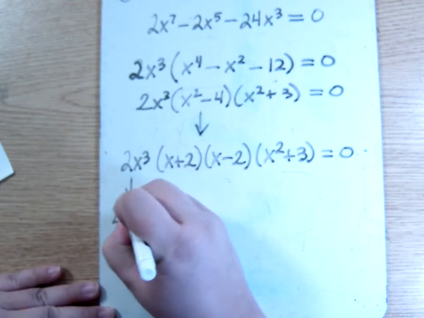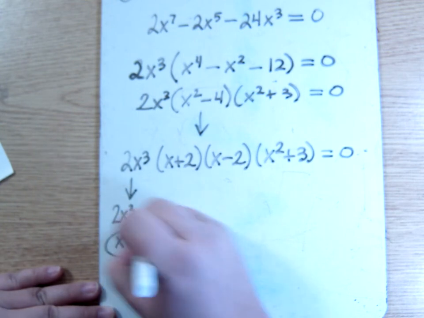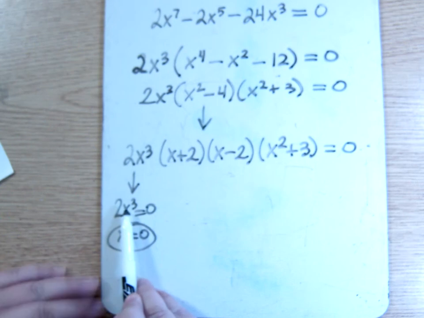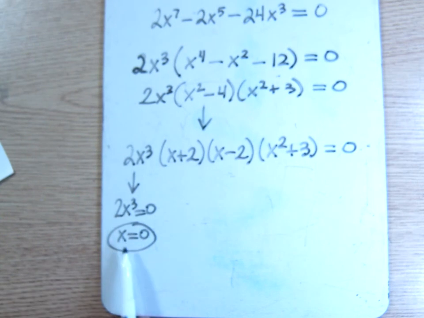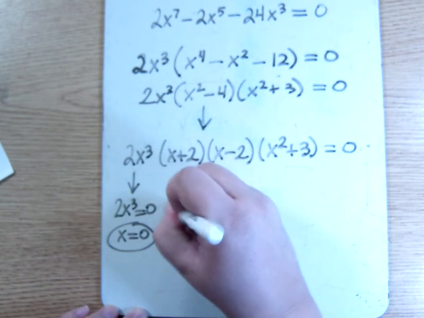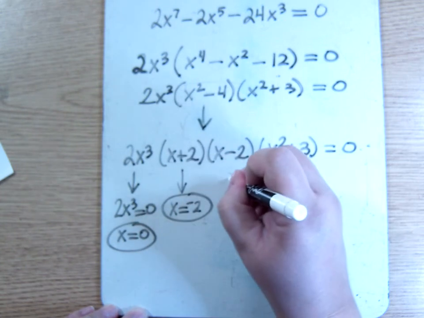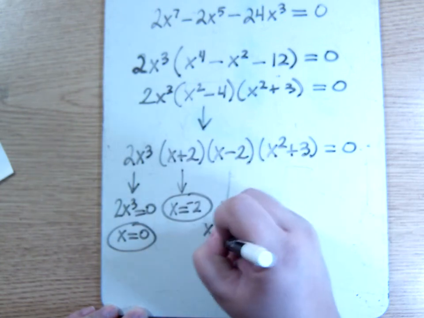2x cubed equals 0 only if x is equal to 0. Notice that that takes care of 3 x's, so that's like saying that I have 0 as a root with multiplicity 3. It's like getting 3 zeros. Okay? This is x equals negative 2. This is x equals positive 2.